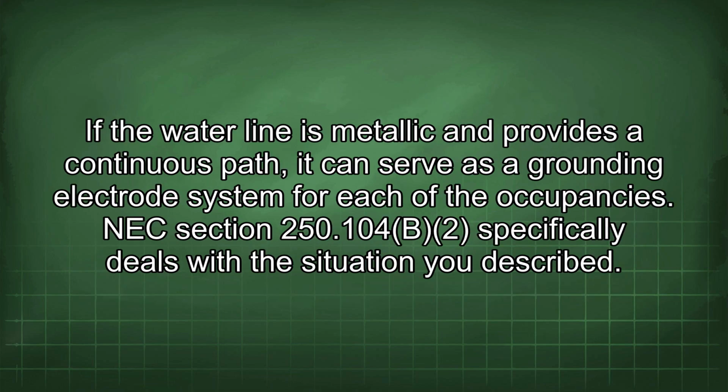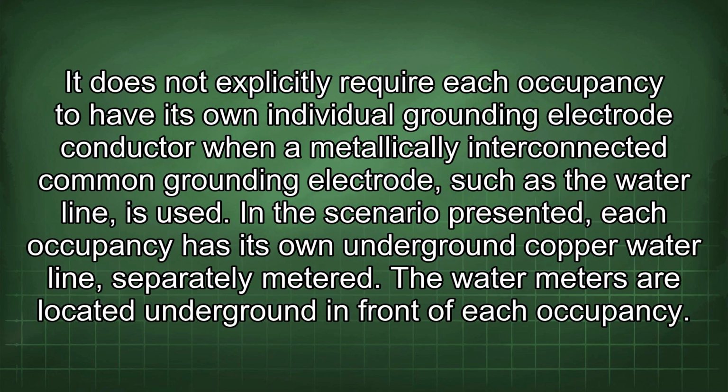If the water line is metallic and provides a continuous path, it can serve as a grounding electrode system for each of the occupancies. NEC Section 250.104(b) specifically deals with the situation you described. It does not explicitly require each occupancy to have its own individual grounding electrode conductor when a metallically interconnected common grounding electrode, such as the water line, is used.